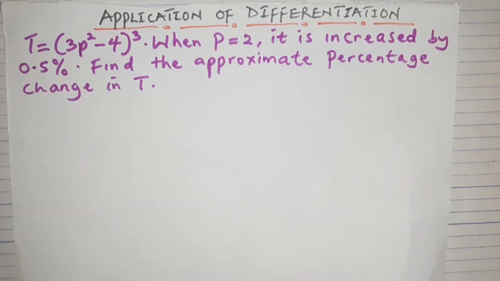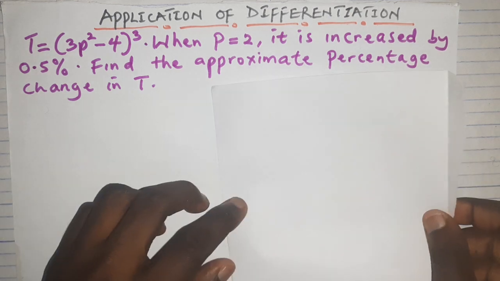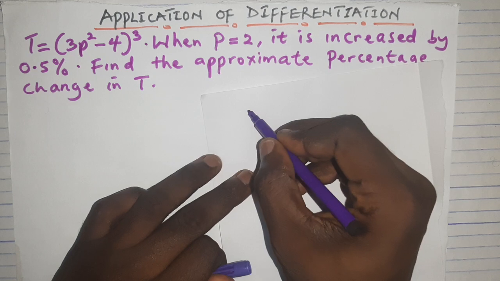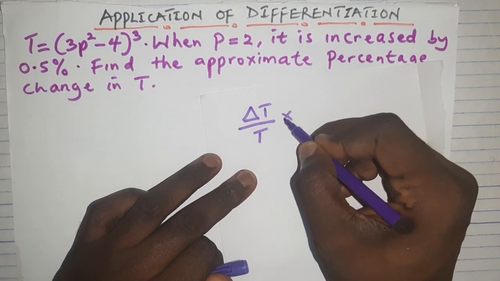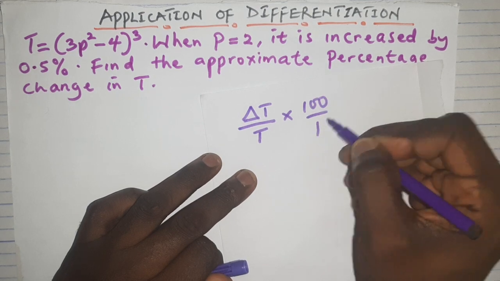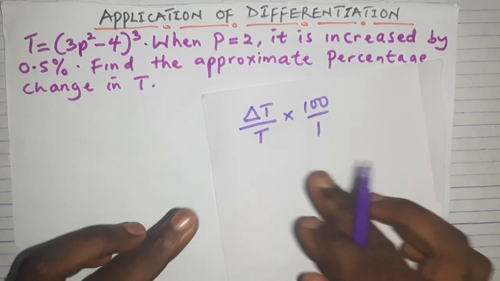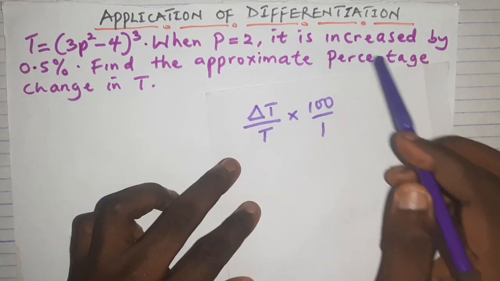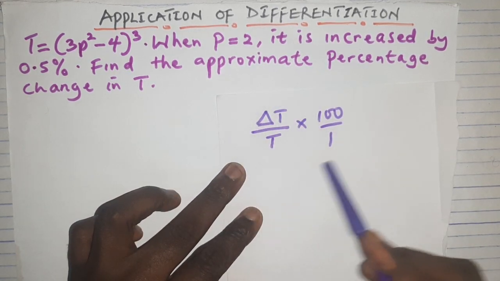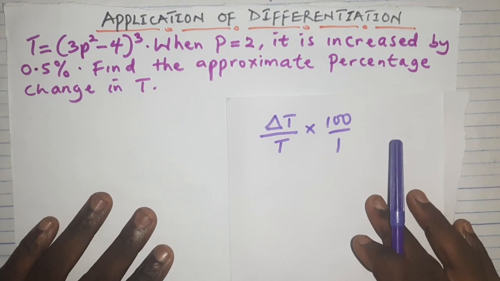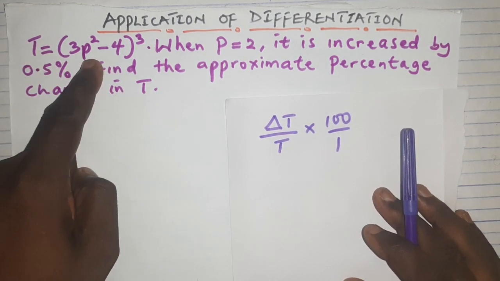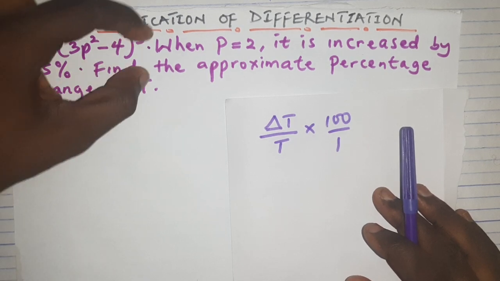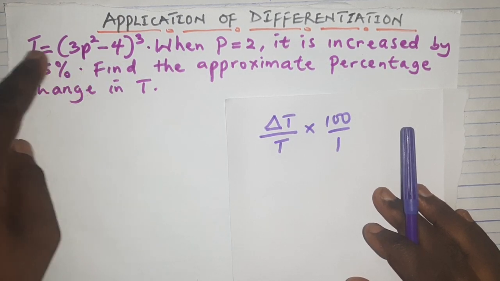When they say find the approximate percentage change in t, it means they want you to calculate the change in t over t times 100 over 1, and then you solve. This is what they want you to find. But they have given you a relationship between t and p, a formula that connects your p and your t.